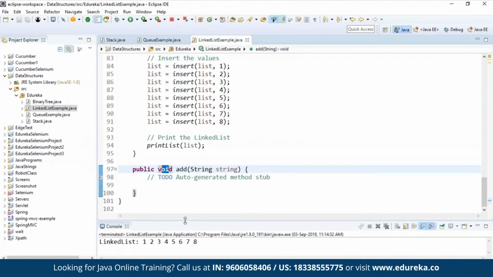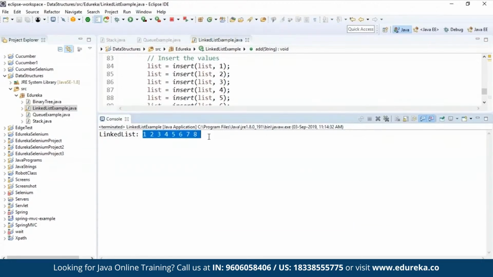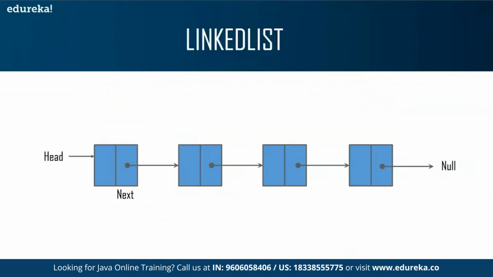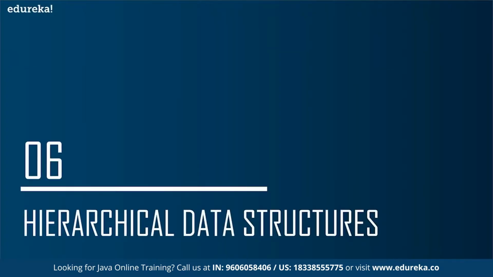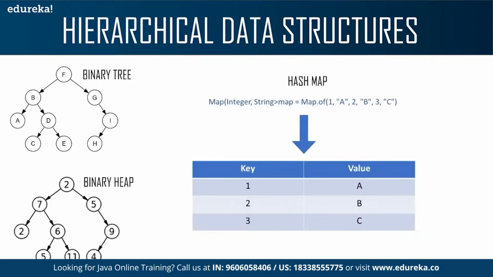So see, the elements are being inserted in the sequential order. So this is how it works. So this was all about the linear data structures. Now moving further, we have hierarchical data structures, which comprise binary tree, binary heap and hash map as well.